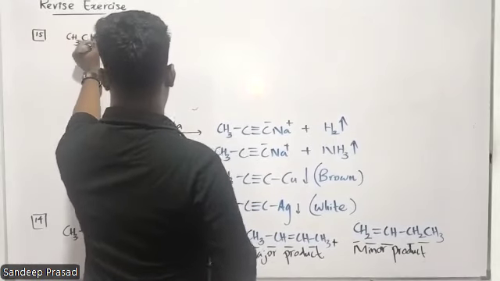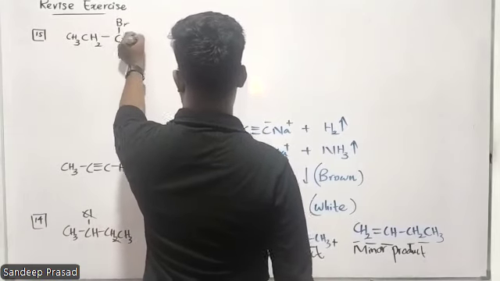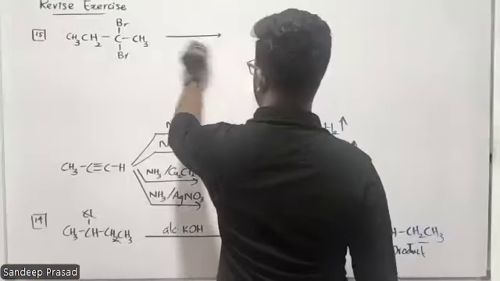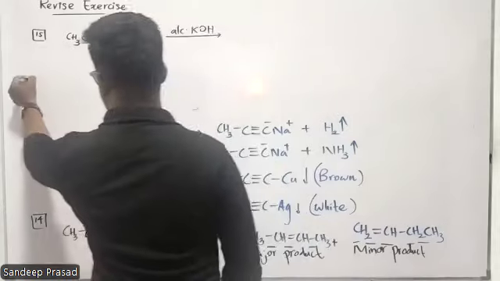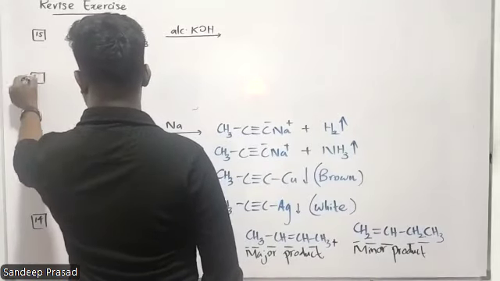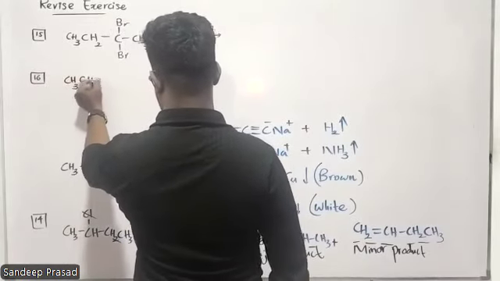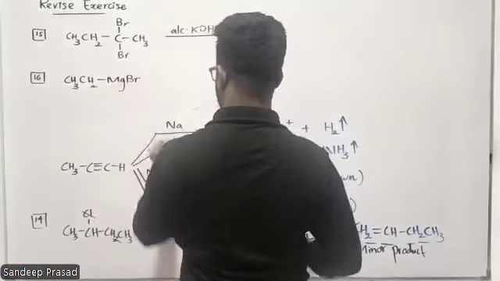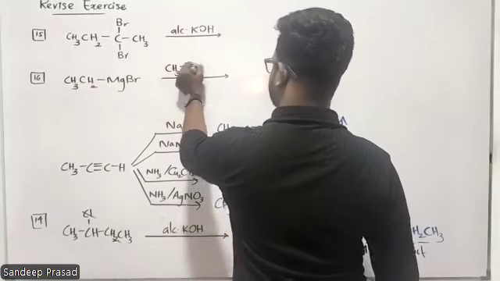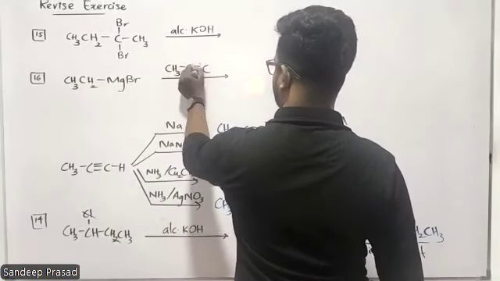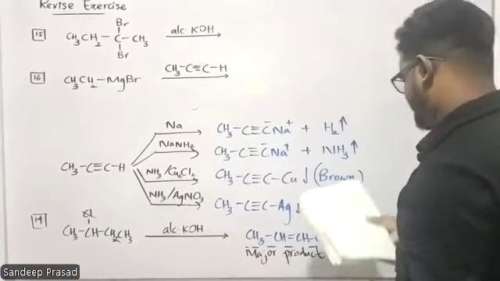Number 15: CH3, CH2, and bromine atoms are connected here, CH3. We are adding alcoholic KOH for this. Number 16: CH3CH2MgBr, a Grignard reagent, is reacted with this alkyne, CH3, triple bond H.